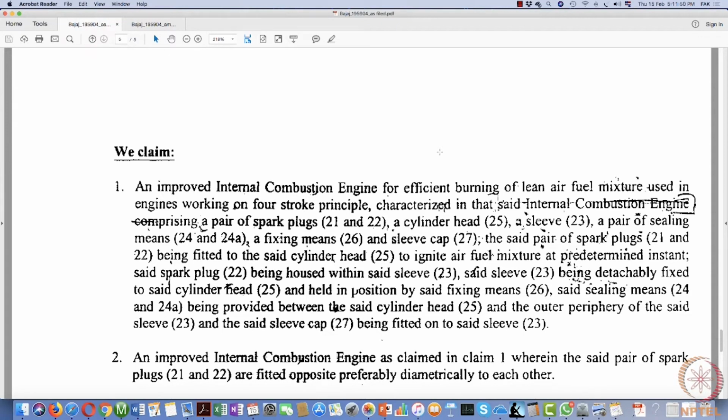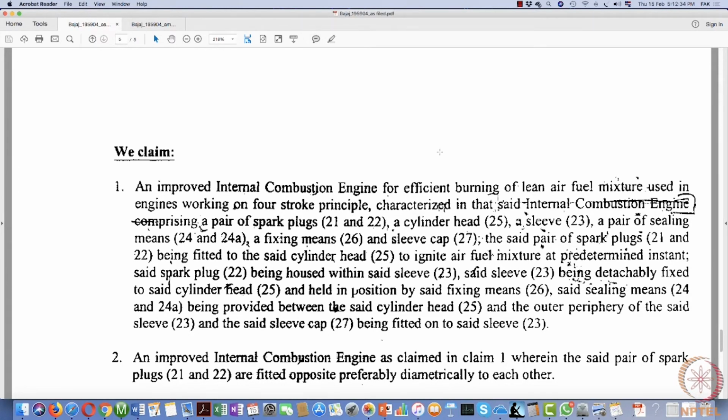Now claim 2 is a dependent claim. Now it satisfies all the requirements of a dependent claim. The preamble is shorter. The improved internal combustion engine as claimed in 1. Now it's eliminated the for efficient burning of lean air fuel mixture used in it. All that is removed, and the preamble, because it cross refers to an earlier claim, an independent claim, it's much shorter. The preamble can also cross refer to a dependent claim, but in this case it's an independent claim, wherein the said pair of spark plugs are fitted opposite, preferably diametrically to each other. So you have an independent claim and a dependent claim.